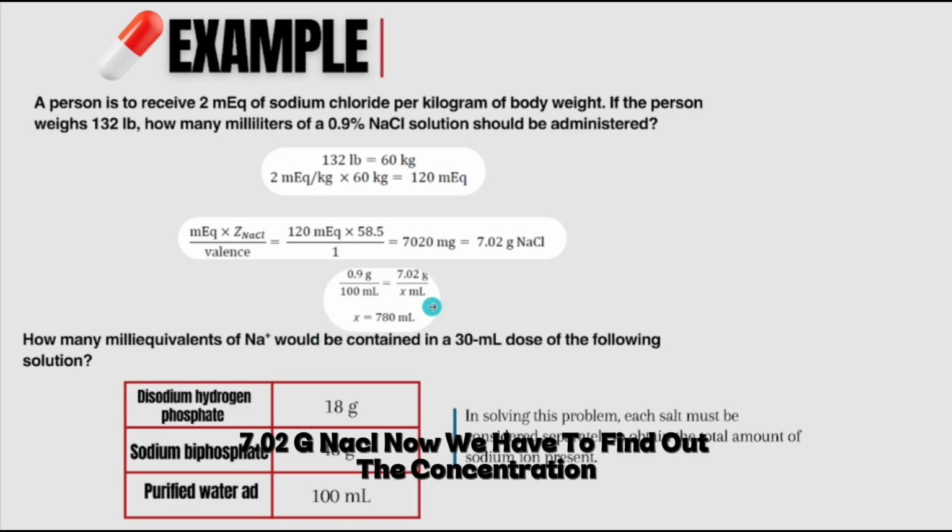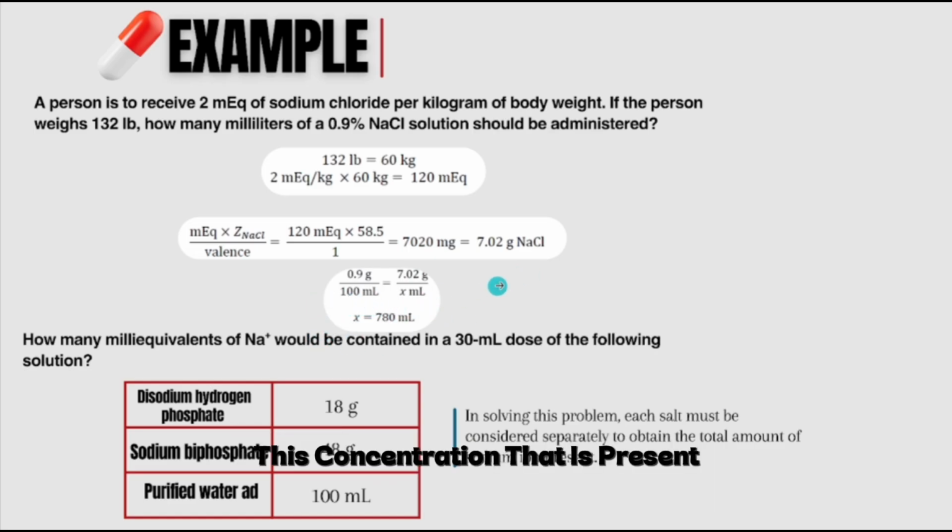Now we have to find out the concentration. This amount is present in how many ml of the solution? So 0.9 gram is present in 100 ml. So 7.02 gram should be present in x ml. From there we find out x as 780 ml.